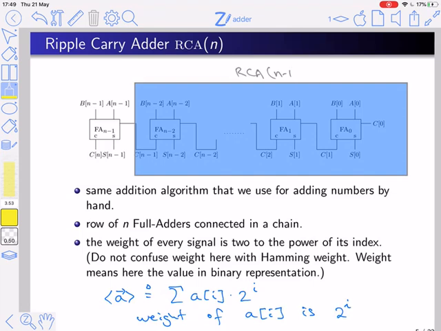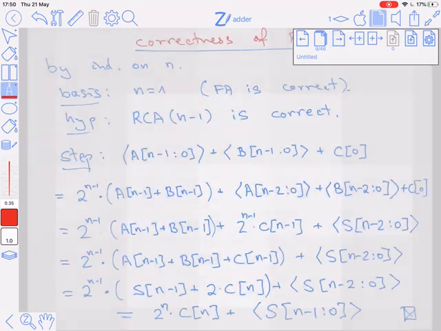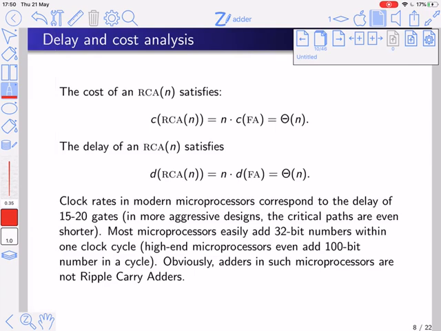You can see the path. Let's mark it. It would go like this through all the full adders. Okay, so this is a path that traverses all of the full adders, and therefore the delay is n times the delay of a full adder. Okay?